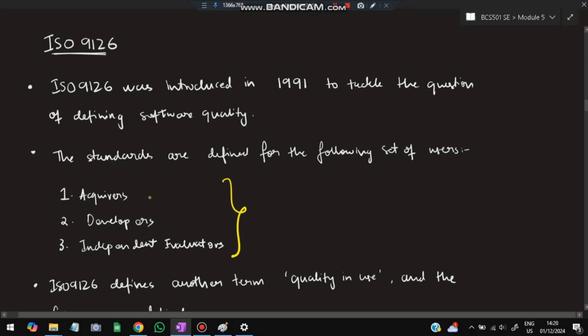What things they should keep in mind whenever they are going to judge a project, so that it is good or not, it is of quality or not. What the standards are is defined by ISO 9126 for the following types of users.